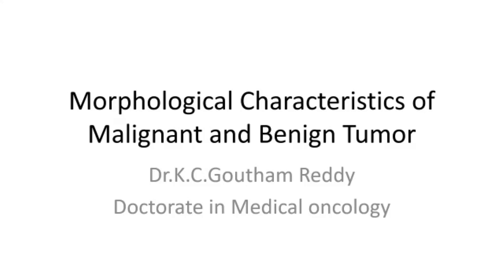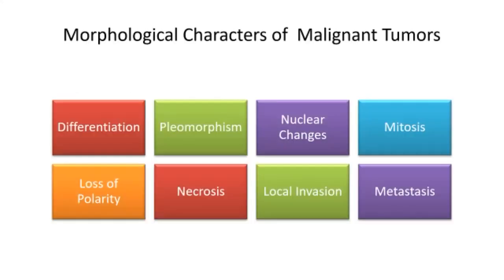Let us start with the morphological characters: what are the differences and what are the similarities between benign and malignant tumors. What are the morphological characters of malignant tumors? Why do malignant tumors behave differently? When I talk about morphological characters, this is what we can see, either with our eyes or with a microscope. This is usually what pathologists do.